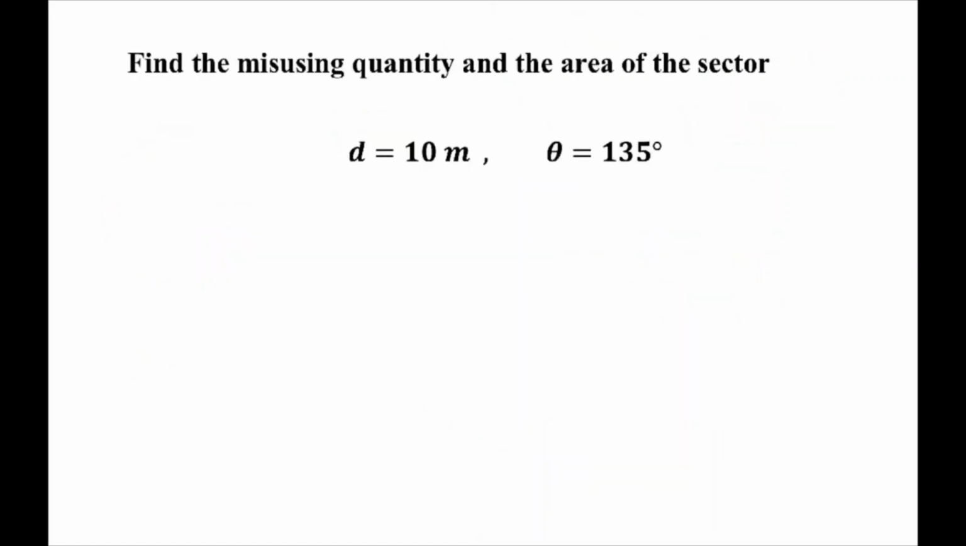So let's start with the first question here. In this question, I want to find the missing quantity and the area of the sector. It gave me the diameter, 10 meters, and theta, 135 degrees. So what is missing? Based on the triangle I gave you, S equals r theta. I am missing S, but I don't have r, I have the diameter. The diameter is double the radius, so r will be 10 divided by 2, which is equal to 5 meters.